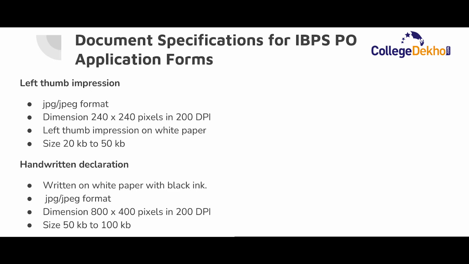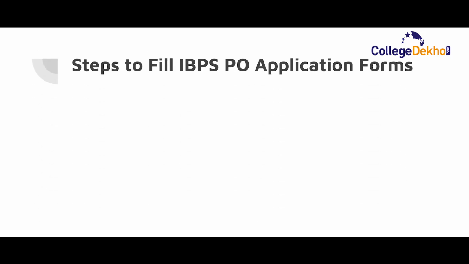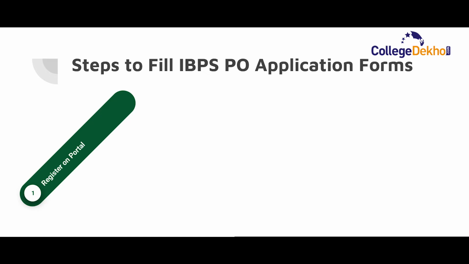Now that we are done with fees and documents, let us look at the different steps to fill the IBPS PO application form. The steps included are to register, upload photo and signature, fill the form and review, upload your impression and declaration, and finally pay the fee. First, you'll have to visit the official website to register and click on the link that says new registration on the home page. To register, you'll have to enter your name, phone number, email ID and security code.